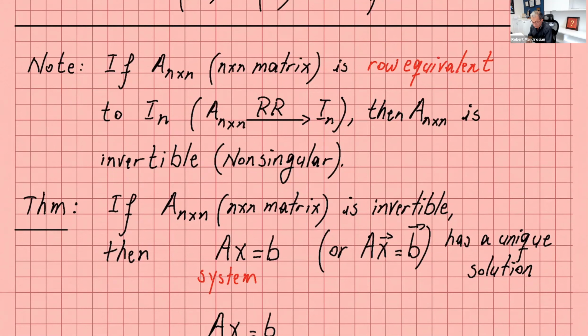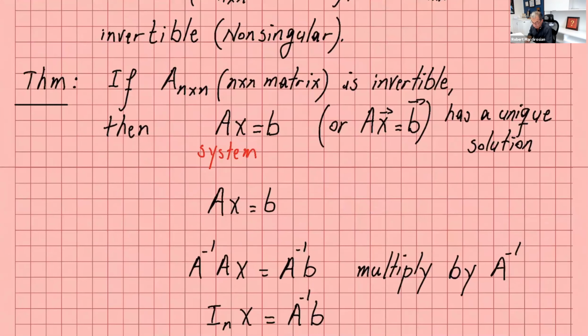Very important: if A is a square matrix and it's row equivalent to Iₙ, what's the meaning of that? That means if you take a matrix and do the row operations and you get the identity matrix, then the matrix is invertible. If you take a matrix and do the row operations and you don't get the identity matrix, then that matrix is singular or non-invertible. Also, if you have an n by n matrix and that matrix is invertible, then the system AX equals B, or in vector notation, has a unique solution.